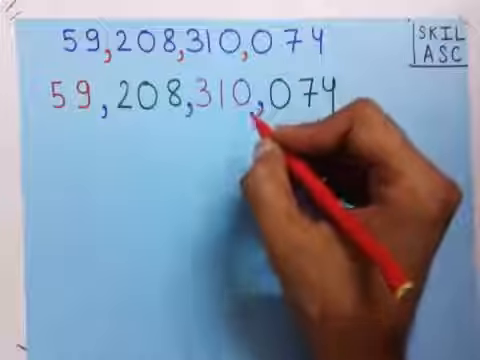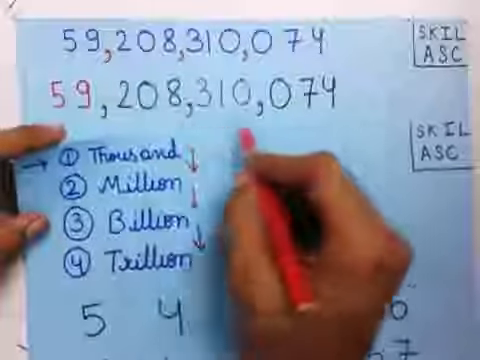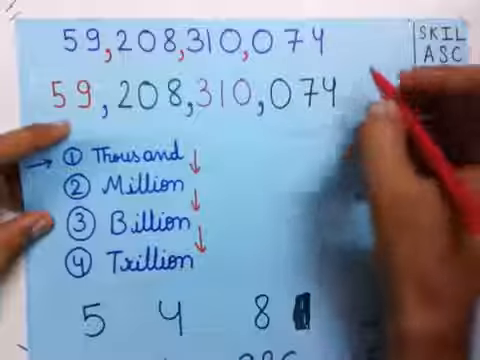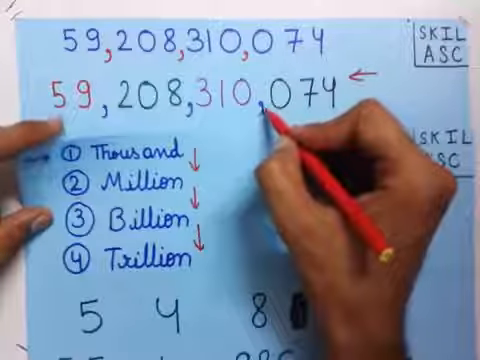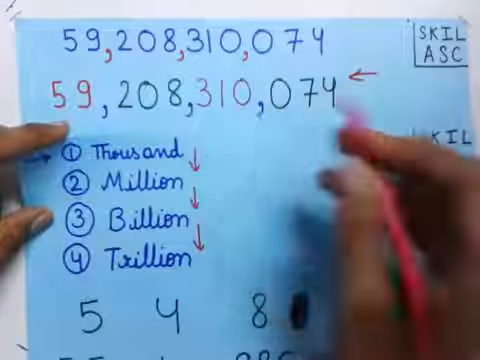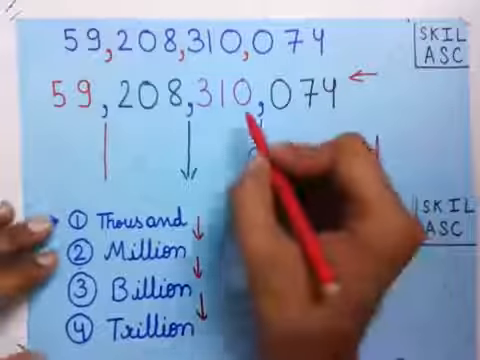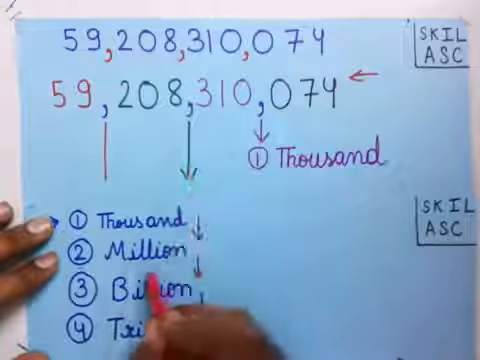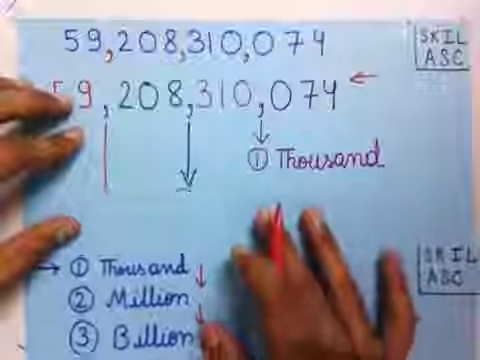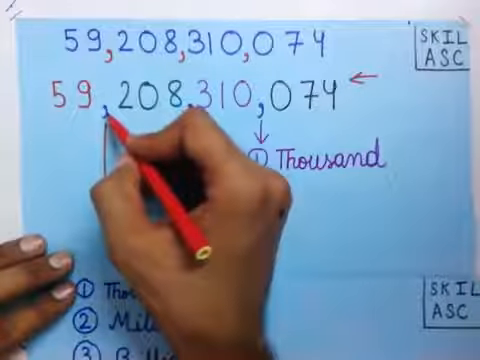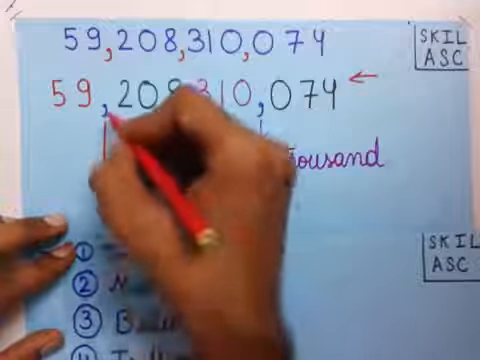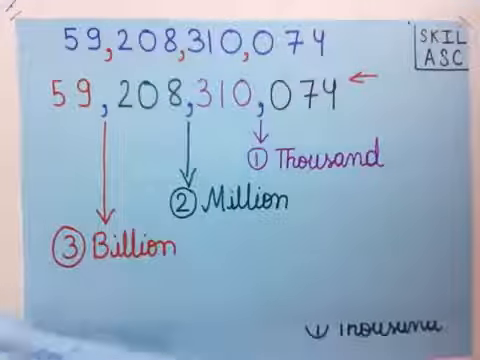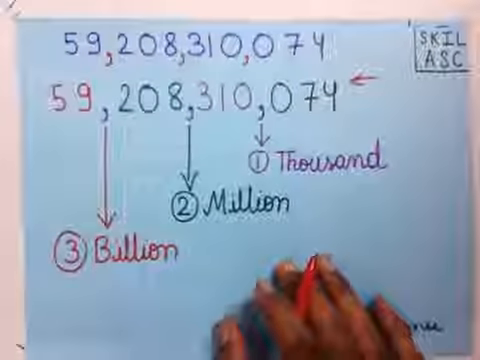First we put those points. You remember? First we put these points under these commas. We start from the right side. Under the first comma we put thousand. Now we go ahead. This is the second comma. Put million. This is the third comma. Now I put billion under this comma. So we see we have now got billion.